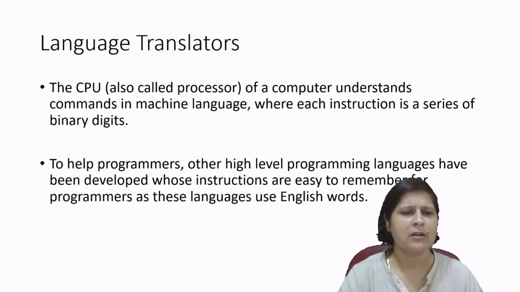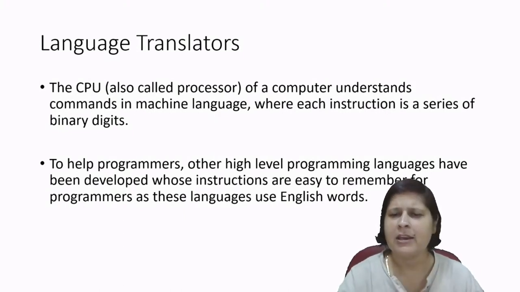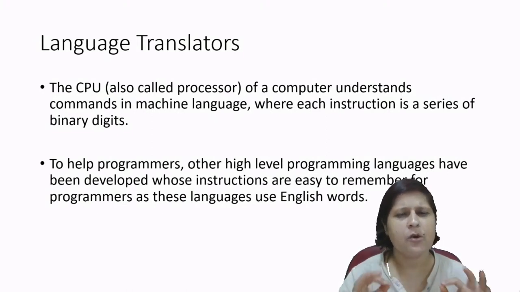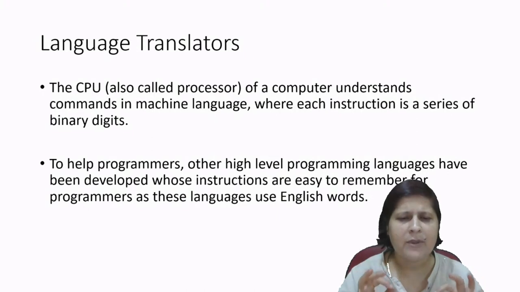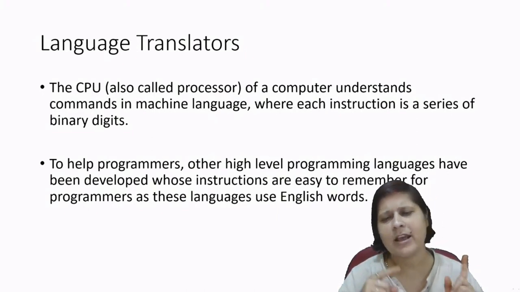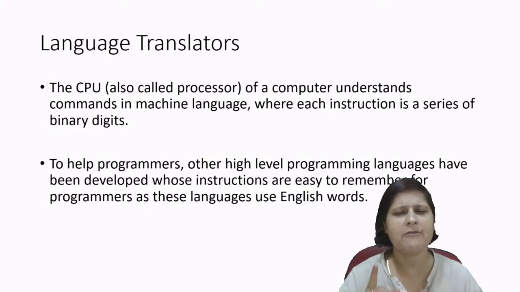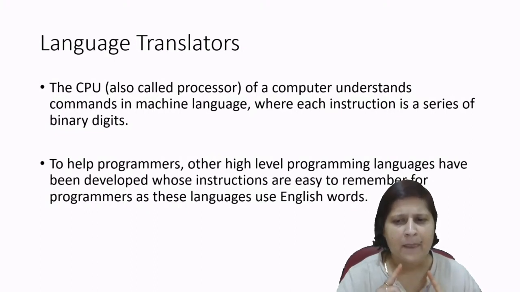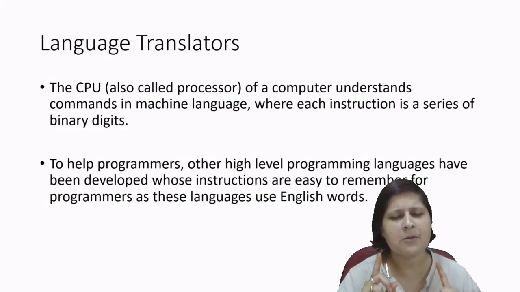Then another type of system software, language translator. The CPU, also called the processor of a computer, understands the commands in machine language, where each instruction is a series of binary digits. Whatever you type in any language, the computer only understands the binary language, that is the language of 0 or 1. Whatever you type, there is an ASCII code for it, and that ASCII code is converted into binary code, that is in the language of 0 and 1, and the computer reads that 0 and 1. That is known as that conversion. That 0 and 1 language is known as the machine language.